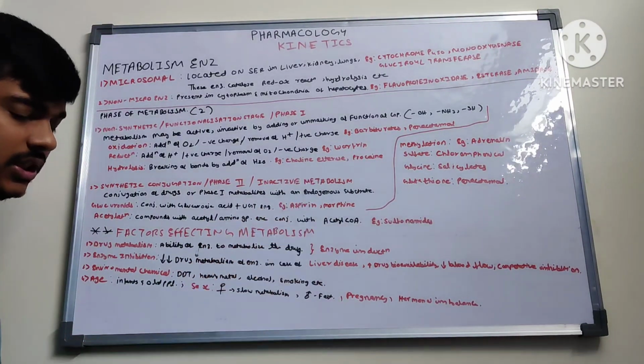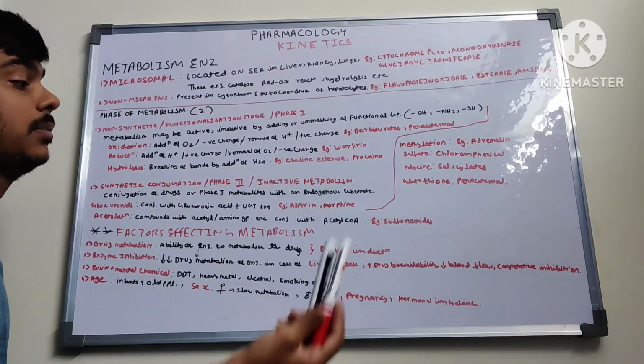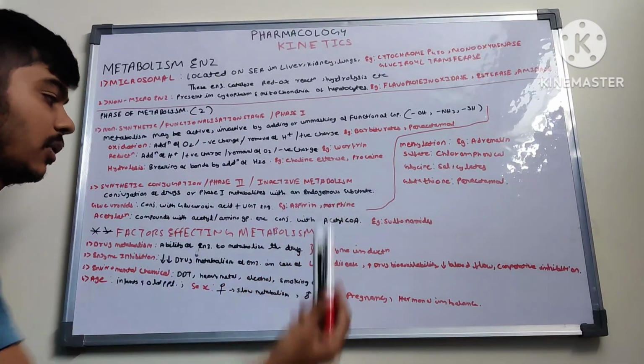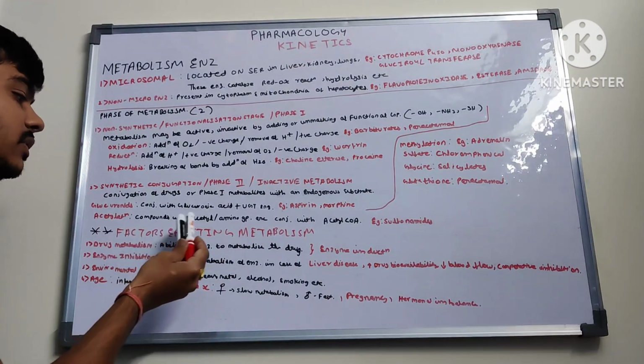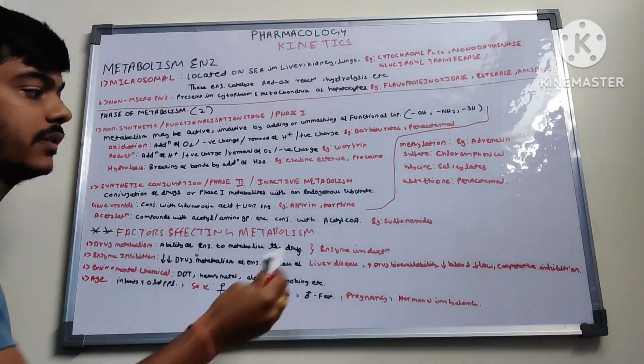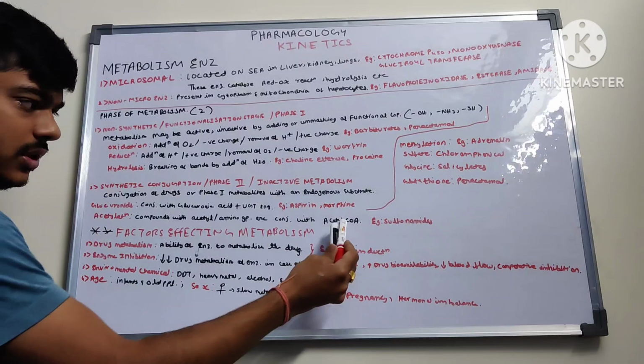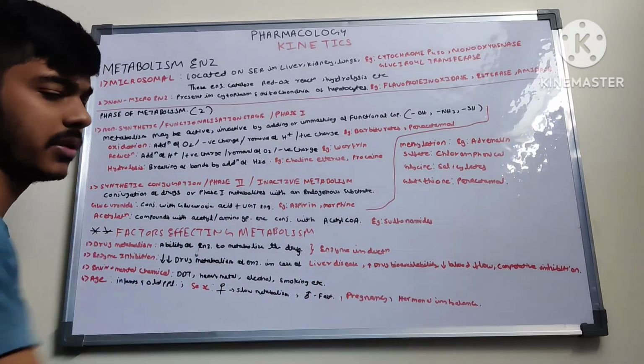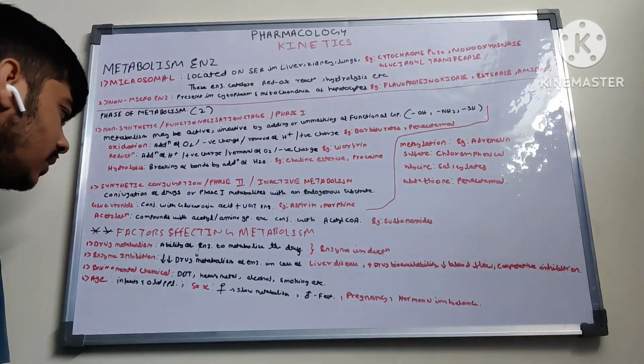So that is what UGT stands for. An example of such drugs again is aspirin and morphine. Next is acetylation. Compounds with an acetyl or amino group are conjugated with acetyl coenzyme. We know about this again from biochemistry. An example of such is sulfonamides. These are antibiotics basically again.